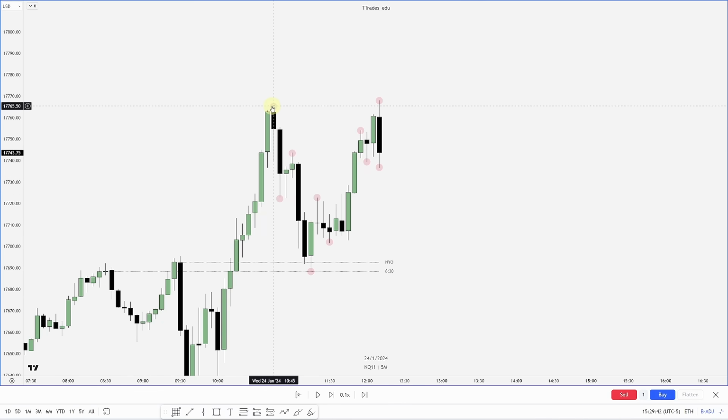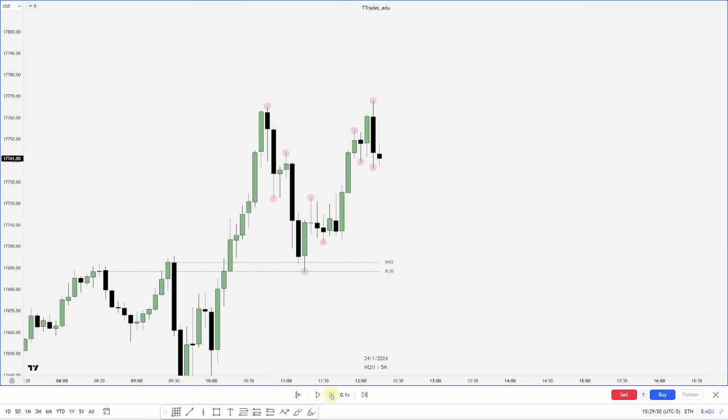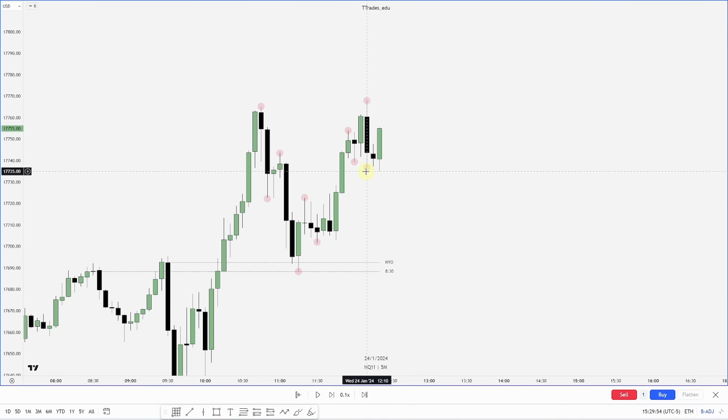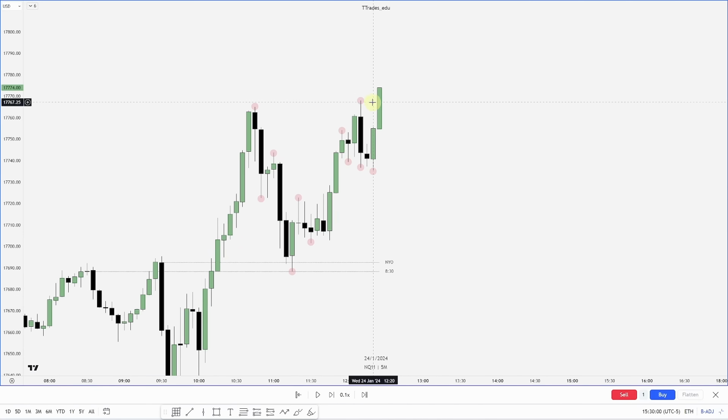So now you can see we've taken this high here, made a higher high relative to that, and we're kind of just retracing here. So let's see what happens. So you can see no real direction here. We're just sweeping highs and lows. Now we make a higher high.